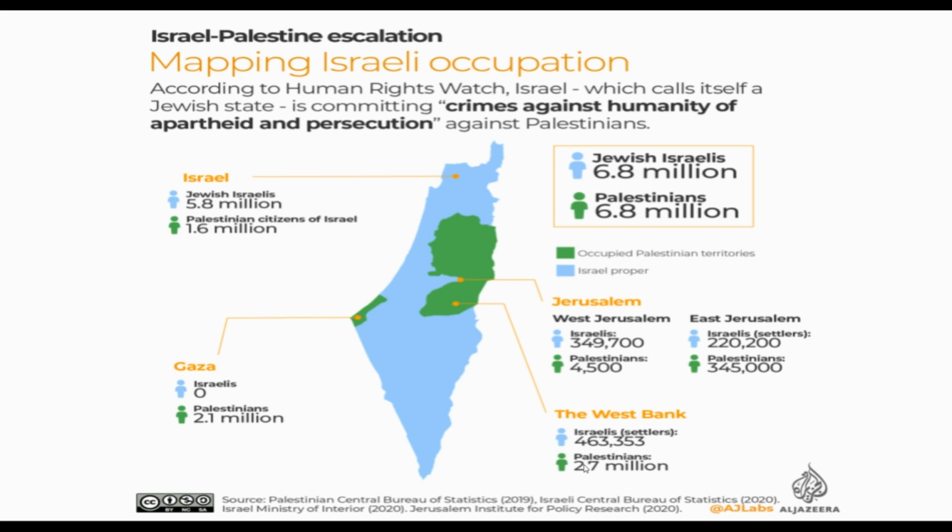And also Jerusalem. We have West Jerusalem and East Jerusalem. As you can see, in West Jerusalem, 349,000 Israelis and only 4,500 Palestinians. In East Jerusalem, 345,000 Palestinians and 220,000 Israelis.